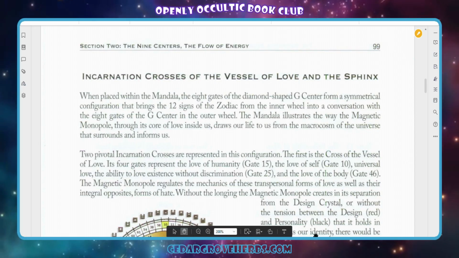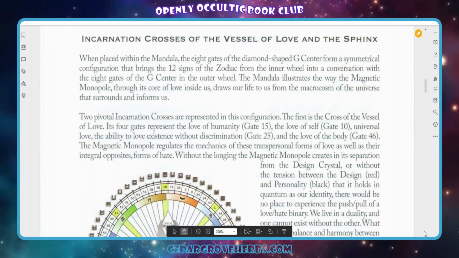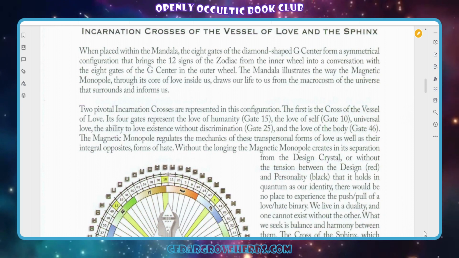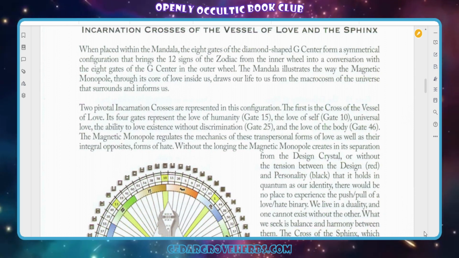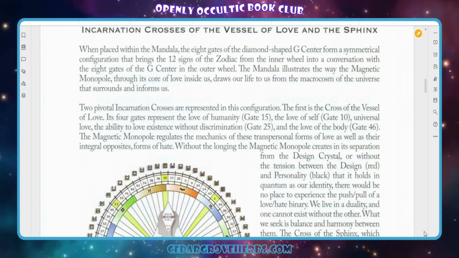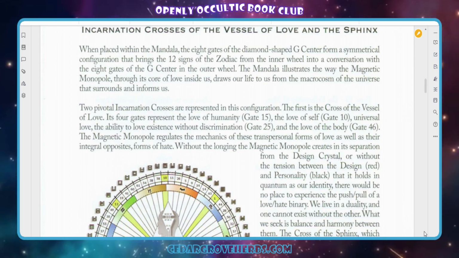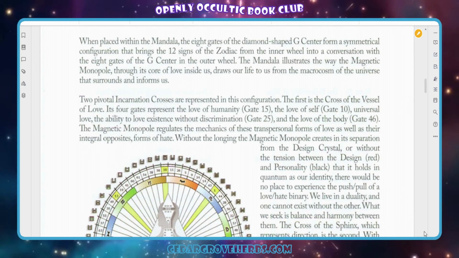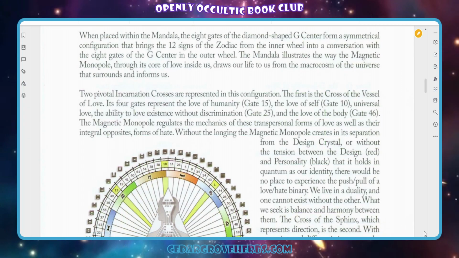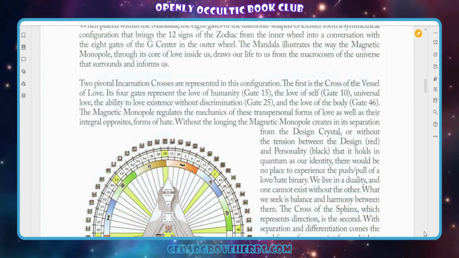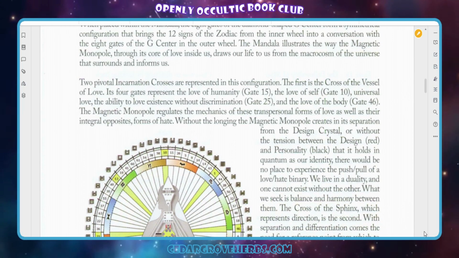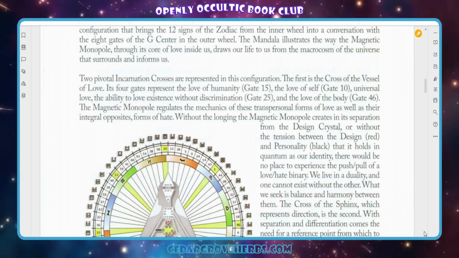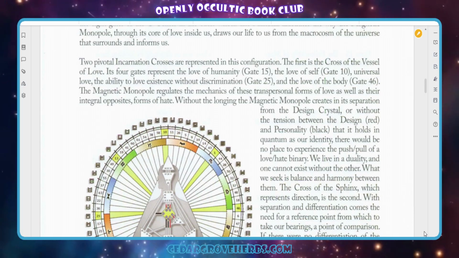When placed within the mandala, the 8 gates of the diamond-shaped G center form a symmetrical configuration that brings the 12 signs of the zodiac from the inner wheel into a conversation with the 8 gates of the G center in the outer wheel. The mandala illustrates the way that the magnetic monopole, through its core of love inside us, draws our life to us from the macrocosm of the universe that surrounds and informs us.